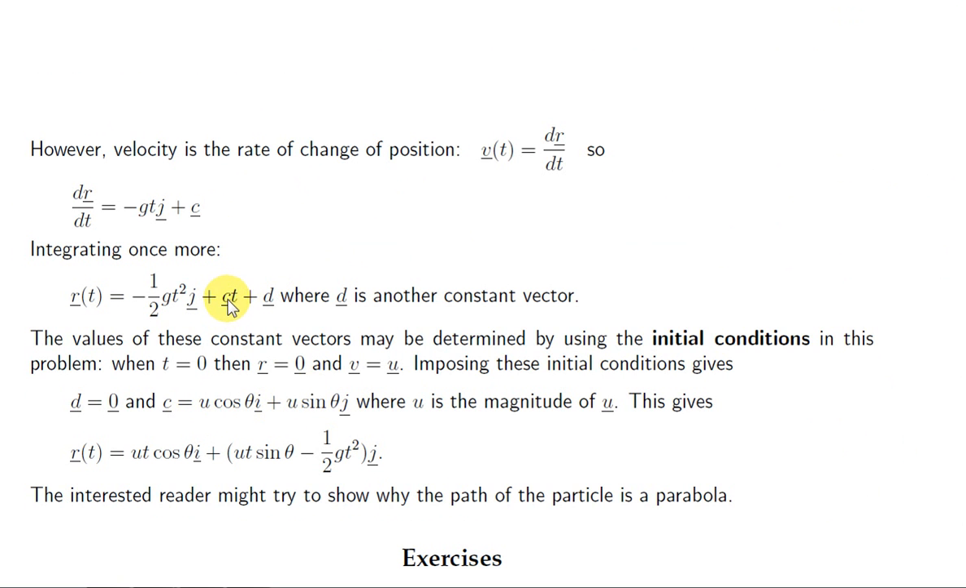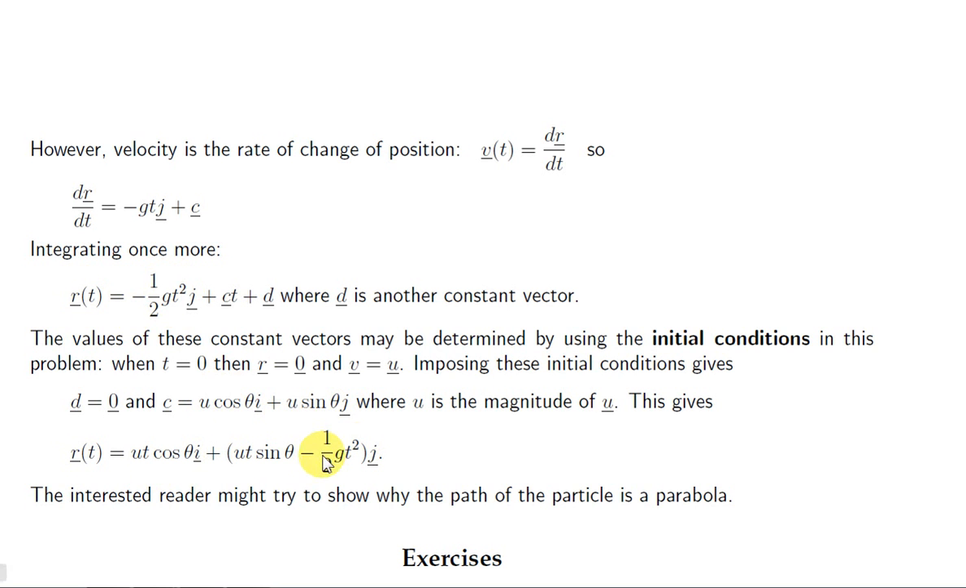We can take all the I components to one side. Well, we have to multiply t by this, so we get ut cos theta I plus ut sine theta j. And the I component is ut cos theta. That's the only I component actually in vector r. As for the j component, well, we have minus a half gt squared. And we also have this here, well, after multiplying it by t, so that'll be ut sine theta. So that's what we have here. So now we have the position vector as a function of time.